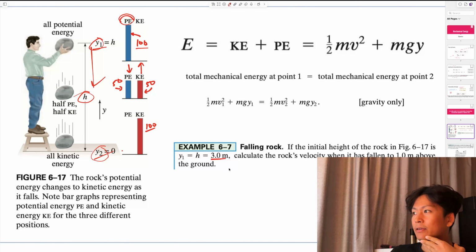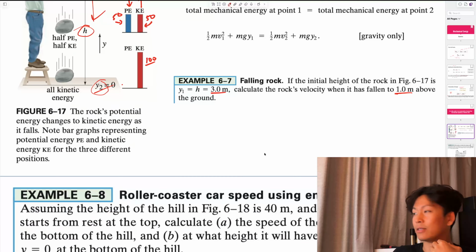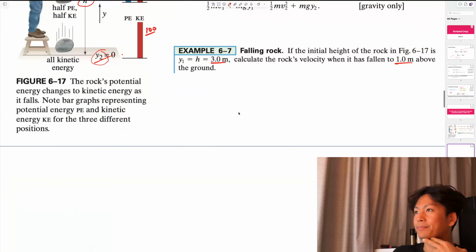So let's start off by, should I just add an extra page? Yeah, let's add an extra page. Why not? For the lols.